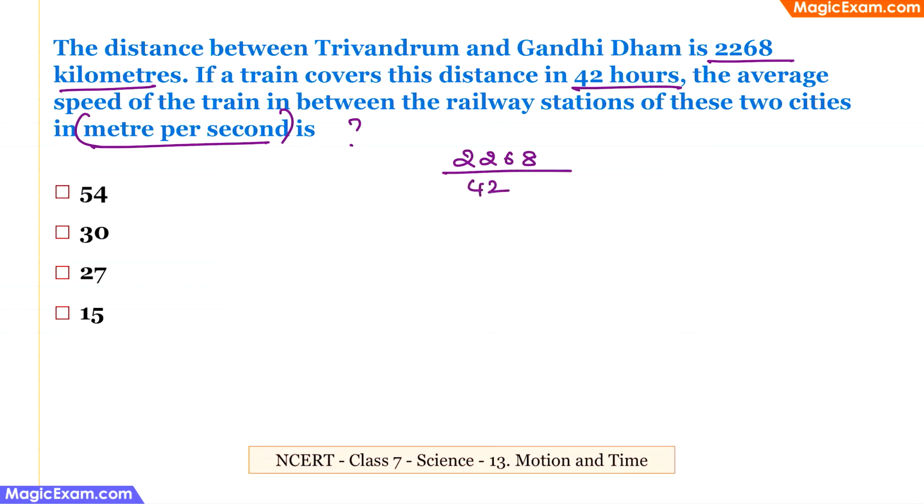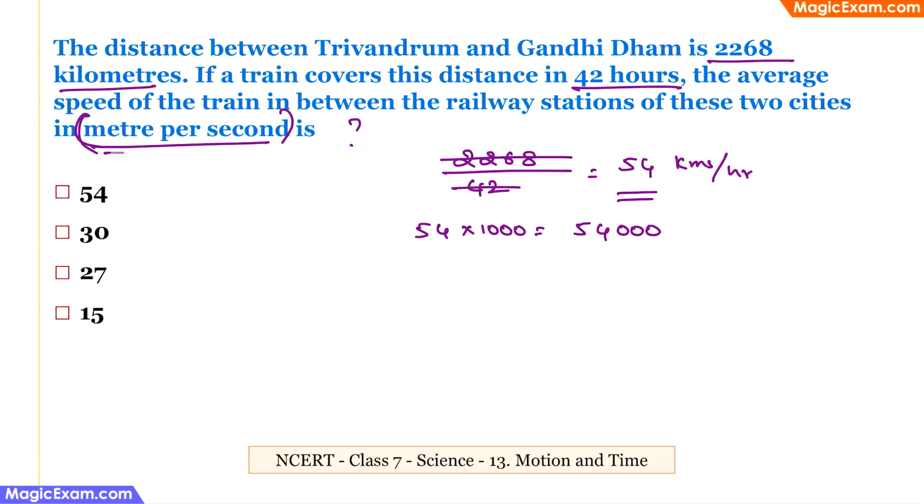42 hours. So if we divide the distance by the time taken, then we'll get 54 kilometers per hour, which is the average speed that the train has traveled. Now, since we are supposed to calculate it in meters per second, so 54 into 1000, because every kilometer has 1000 meters, therefore there will be 54,000 meters. So the train has actually traveled 54,000 meters per hour.